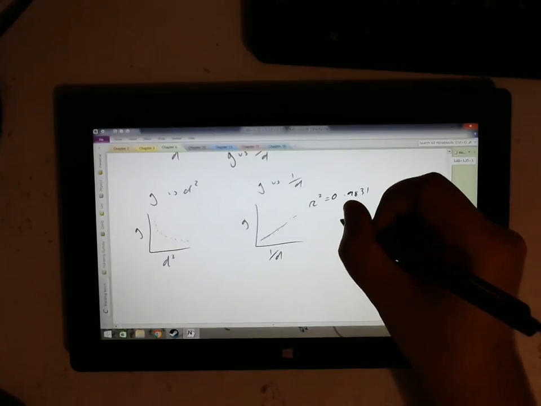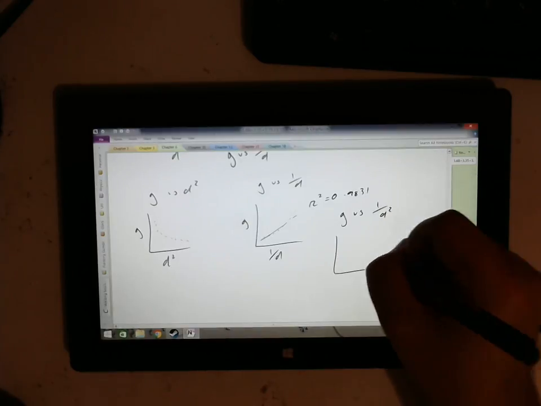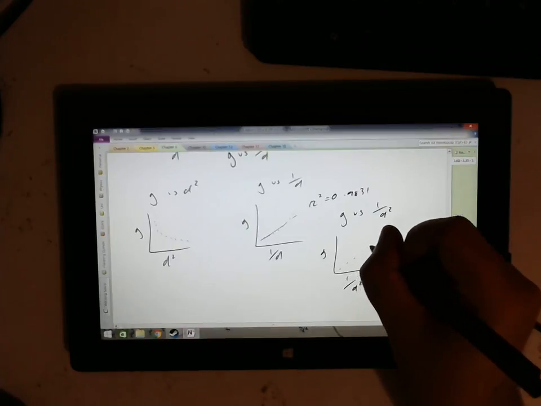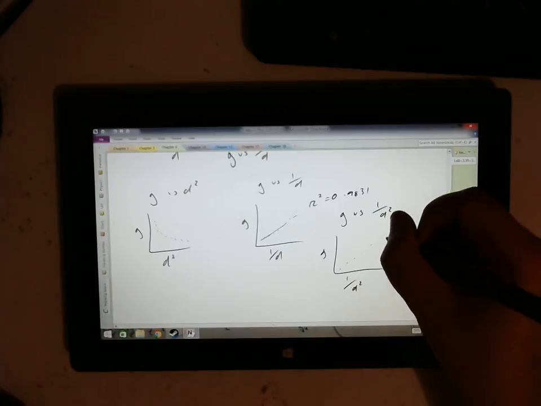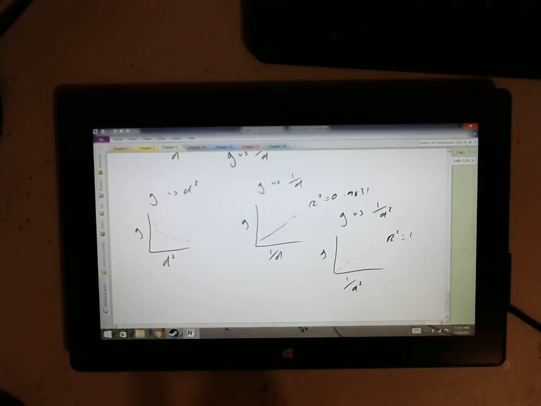If we plot G versus 1 over D squared, we get a perfect straight line for our points there, and we do get an r squared equals 1, which tells us it's the perfect match, which is what we kind of would expect anyway, especially for synthesized data.